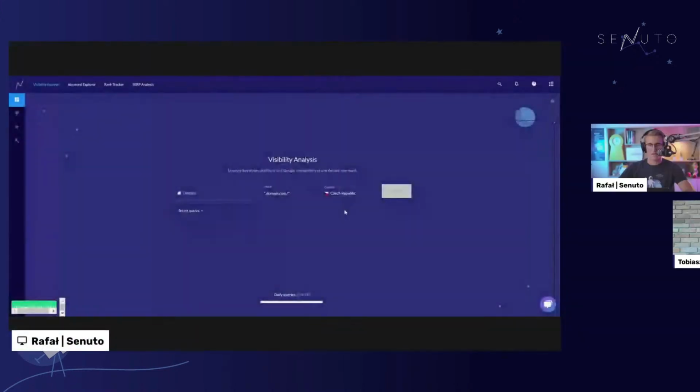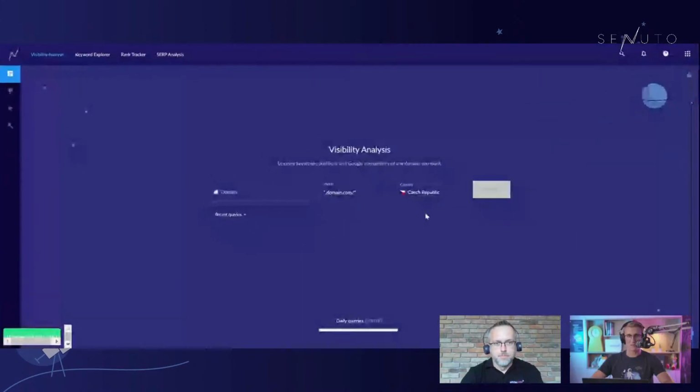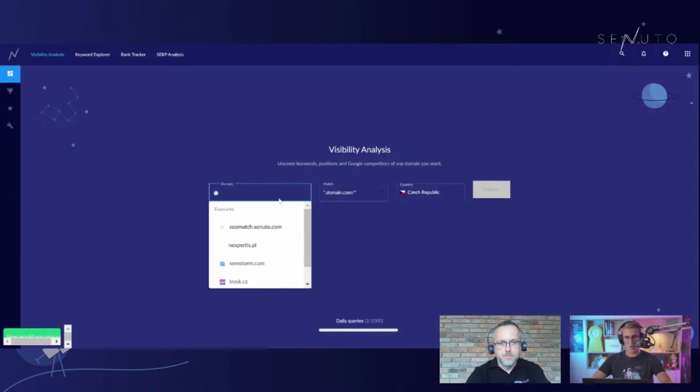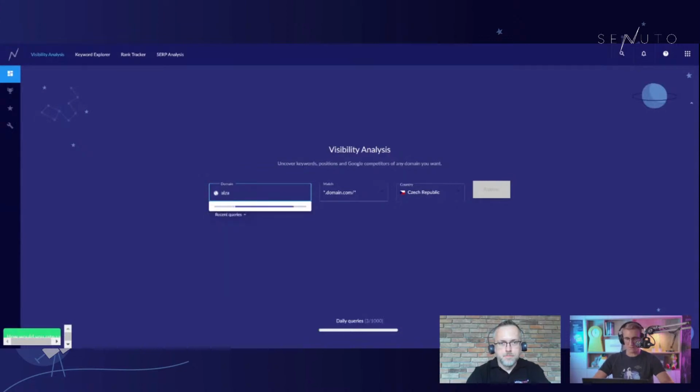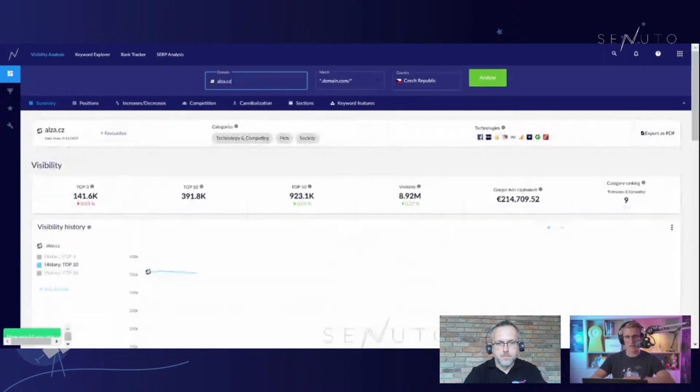Okay. X-ray, not at the doctor, but for example using Senuto. Today our audience is mostly from Czechia, from Slovakia, and countries that I hope know the shop called Alza. Today we'll focus on Alza. This is very easy to X-ray using Senuto. You just need to put the domain here, type and enter, and okay.